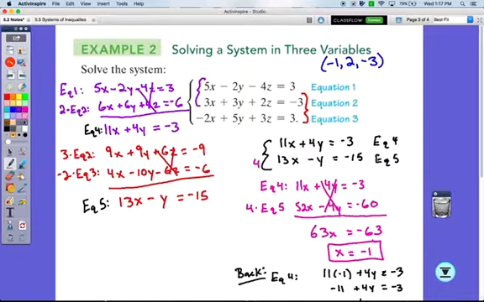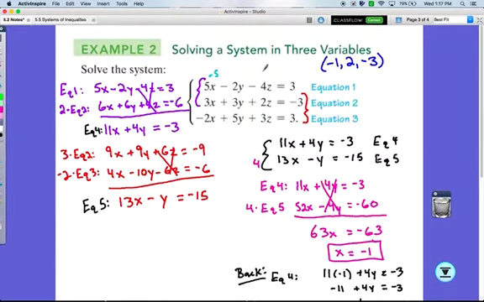All right, but again, I'm going to check my answer. If I've done all the work, I might as well go a little bit further and check my answer. So 5 times the negative 1 will give me negative 5. All right, 2 times the 2 will give me 4, so negative 5 minus 4. And then negative 4 times the negative 3 will give me plus 12.